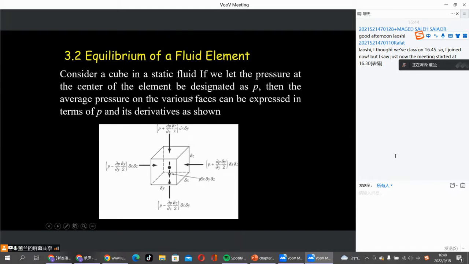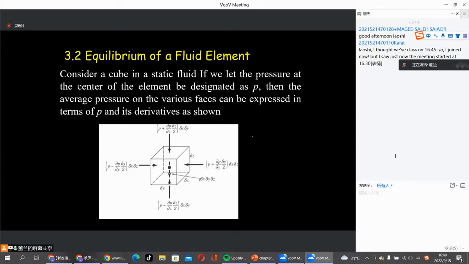Let's start. Because we study fluid at static, fluid at rest, we need to start from the equilibrium of a fluid element. That means a fluid element is in an equilibrium state, right? So we take a cubic fluid element and then we draw the FBD. We assume the pressure at the center of the cube is P, and then we use Taylor series expansion.